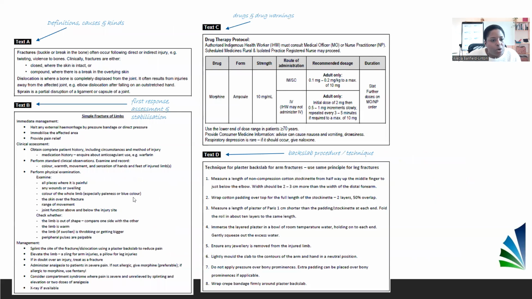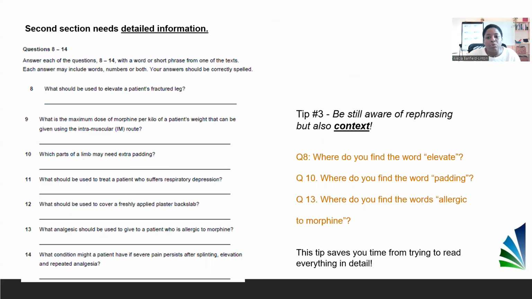Okay, so where do they actually talk about padding? Well, they didn't talk about it here. Here is where they talk about padding. So they're not talking about just regular padding, they're talking about extra padding. We see the word padding here, wrap cotton padding over the top, and so on. But this is talking about padding, not extra padding. Where do we see extra padding? Extra padding can be applied over bony prominences if applicable. So the answer to number 10 is bony prominences.